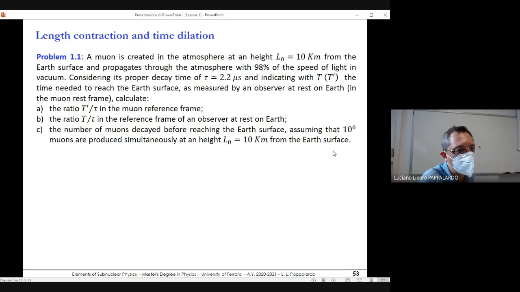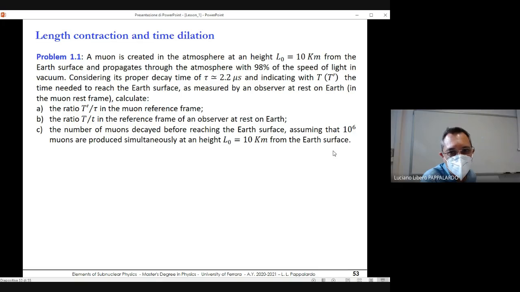So we now move on to the blackboard. Let me first go through the text. A muon is created in the atmosphere at a height of 10 kilometers from the Earth's surface and propagates through the atmosphere with 98% of the speed of light in vacuum.